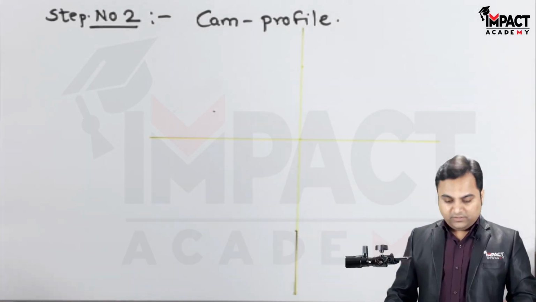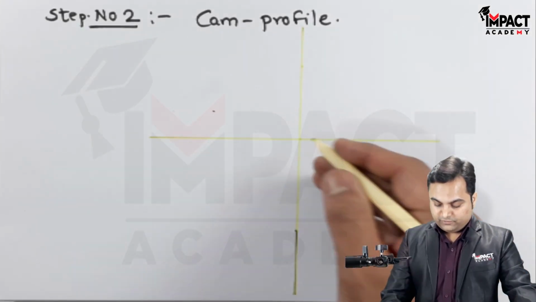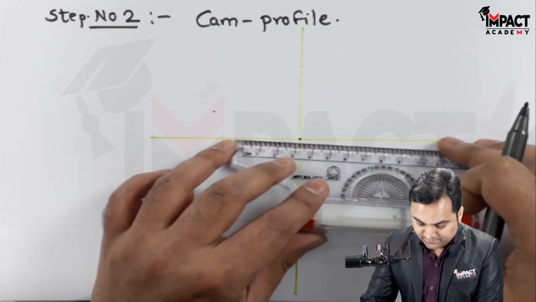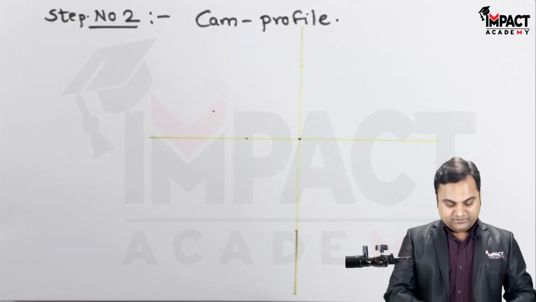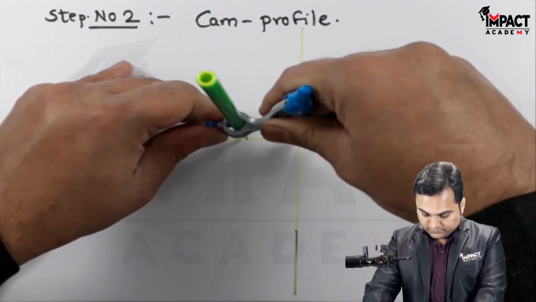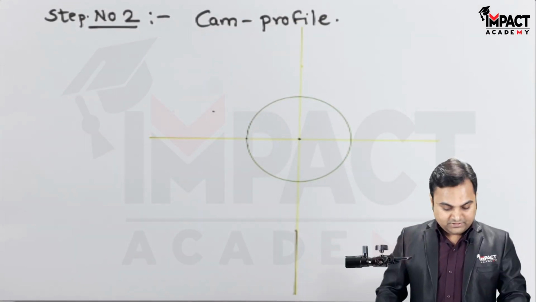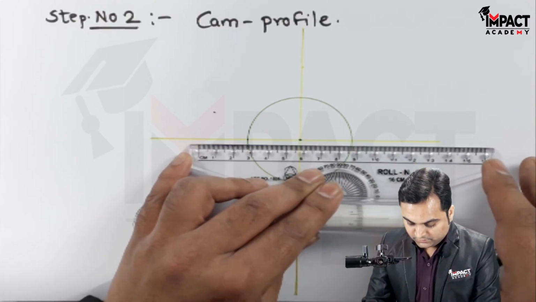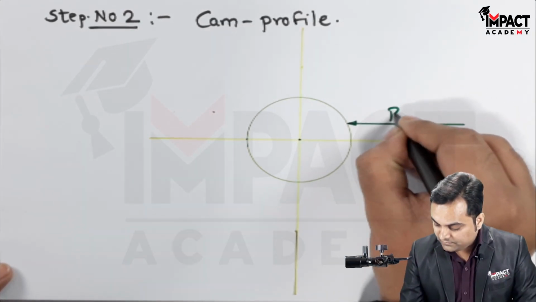Next, the base circle or the minimum circle radius is given. It is 30 mm. So from this center, I'll mark the distance as 30 mm and then draw a light circle which will represent the base circle, keeping this center, radius 30 mm. Now after drawing this base circle, I'll just write over here that this is the base circle.